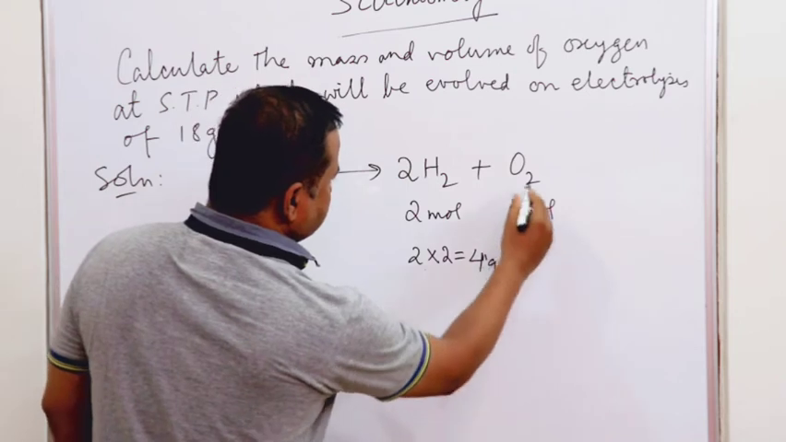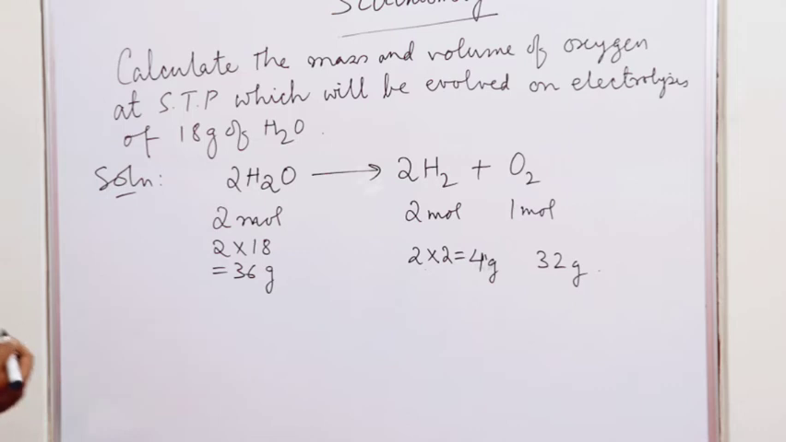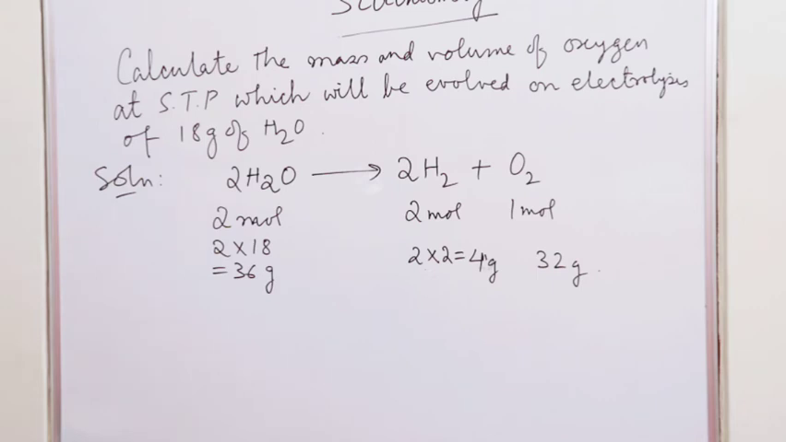And this one, 16 into 2, that is 32 gram. Calculate the mass and volume of oxygen at STP which will be evolved on electrolysis of 18 gram of H2O.